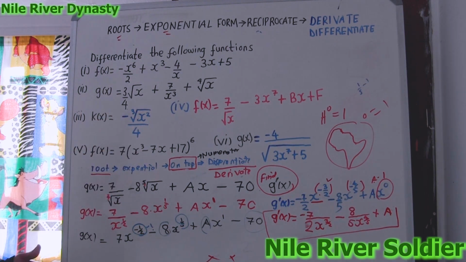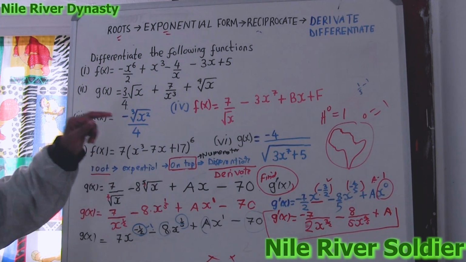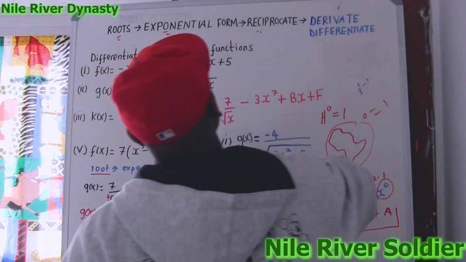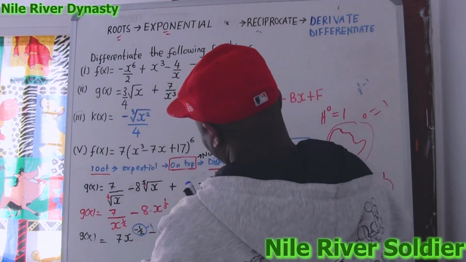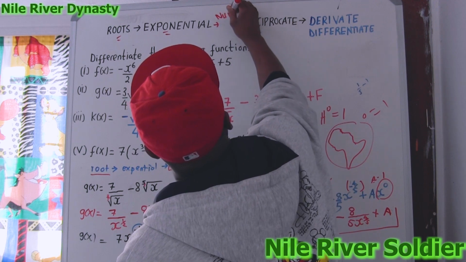Let's go to the question and solve it. The constant is a root. Everything must be in exponential form. Everything must go to the numerator. And then after that, cool. So here is the exponential form, and then after that, it must be numerator.